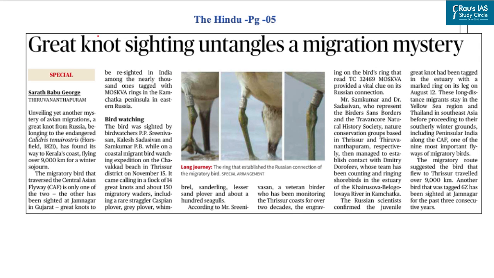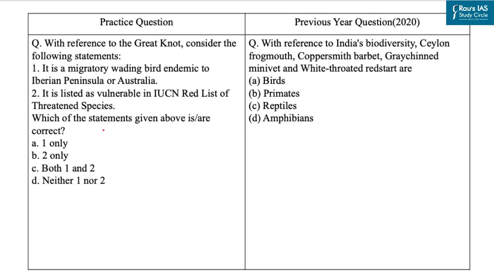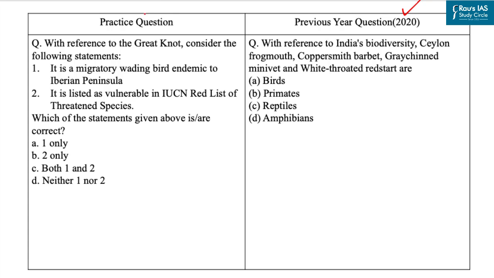Now our next question is based on this article from the Hindu. This article is about great knot, a migratory bird that has found its way to Kerala's coast, flying over 9,000 km for a winter sojourn. Now, as you know, important species discovery, species sighted or species extent is one of the important themes for your UPSC prelims examination. For example, this question based on the same came in year 2020. Now let's come to the practice question.